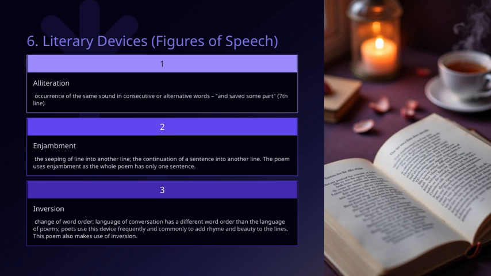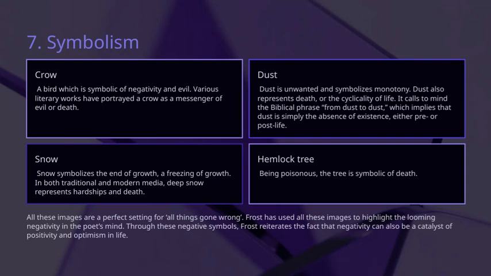Now let's look at some of the powerful symbols Frost uses to evoke a sense of negativity and the darker aspects of life. First, the hemlock tree. Because hemlock is poisonous, it naturally symbolizes death, danger, and toxicity. It serves as a stark reminder of mortality and the destructive forces in life.